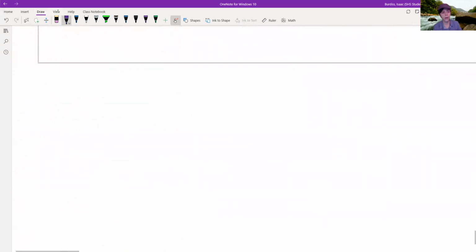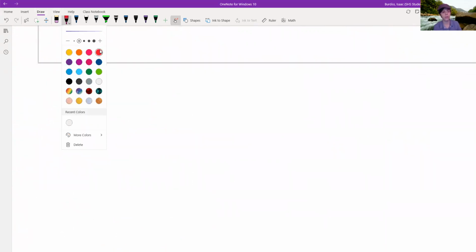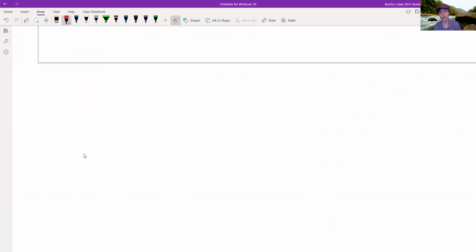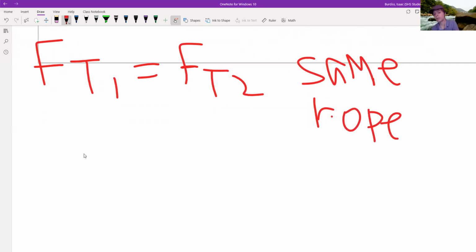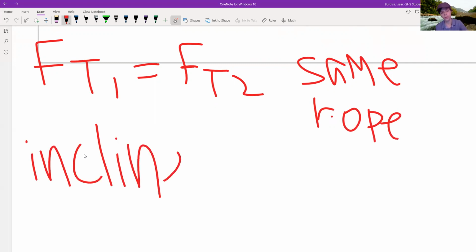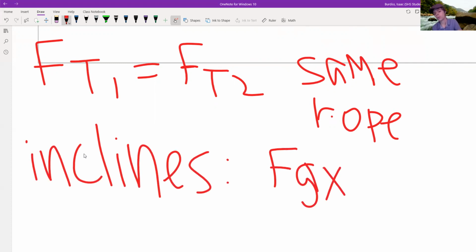Some things that I didn't explain as well at the beginning for the background information: tension forces are the same thing if it's the same rope. And for inclines, FGX will use sine, not cosine.